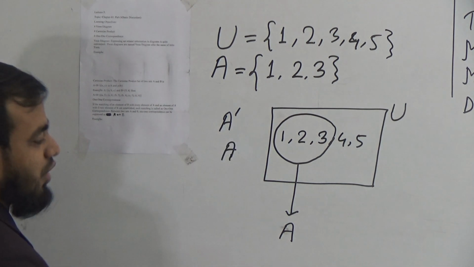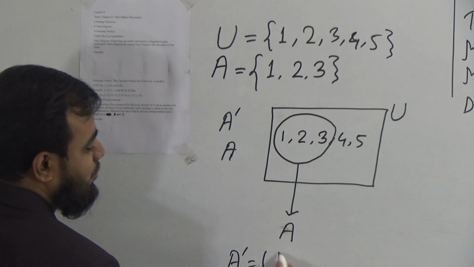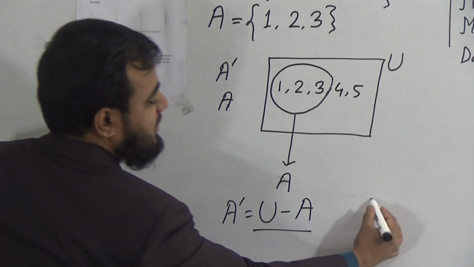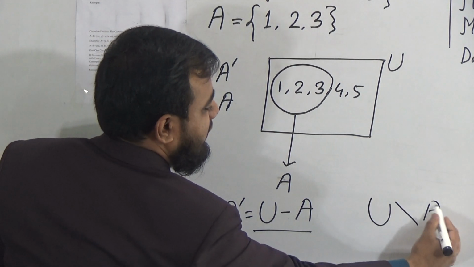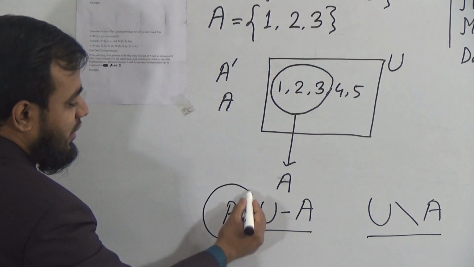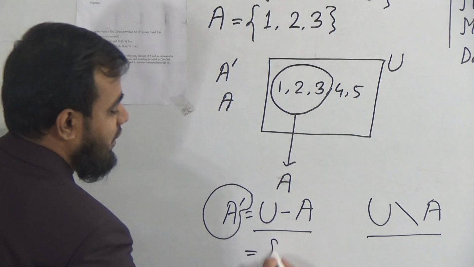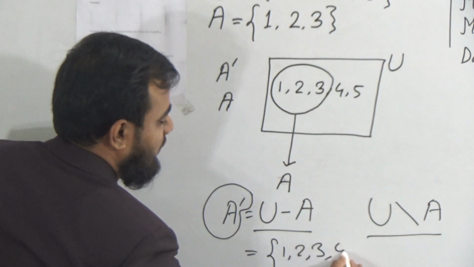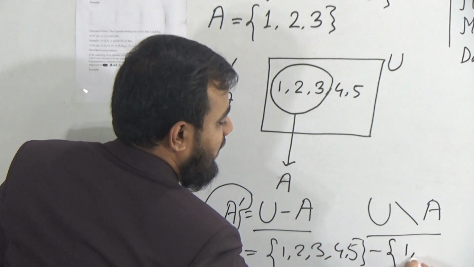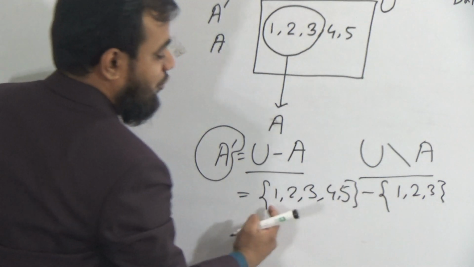A prime is what? We know from the previous class, A prime is equal to U minus A, right? So we can express this set also as the prime set, A prime. How? Look, the value of U is 1, 2, 3, 4, 5, and we have to subtract A, which is 1, 2, 3, from it.